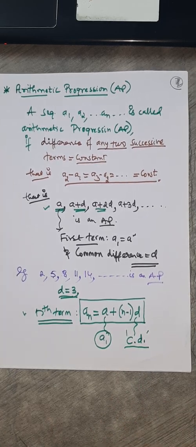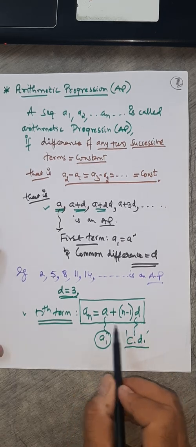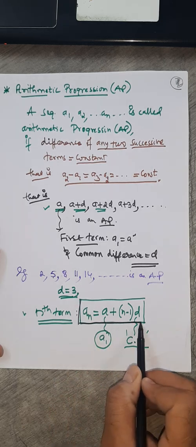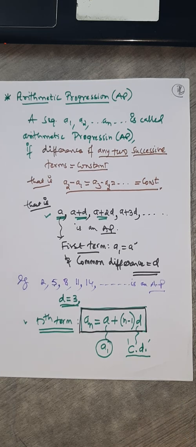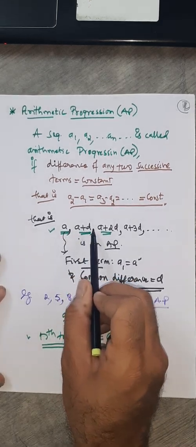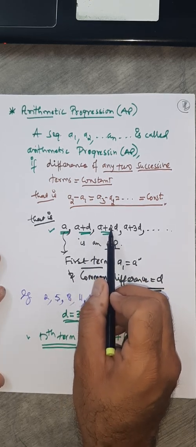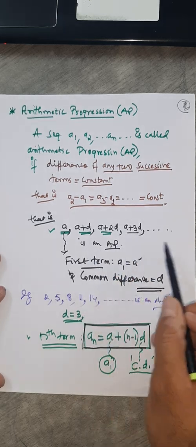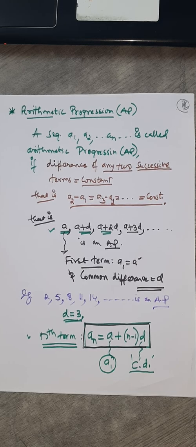Fine. The first term of an arithmetic progression is a, and the common difference is d here. Then the nth term formula is given by an equals a plus n minus 1 d. You know it. I'm sure you must have studied. What we have noted here is, if you know the first term, you can get the next term by adding the common difference. If you know the second term, by adding d, you get the next term. Just keep on adding the common difference, and you will get the terms of the sequence one by one.